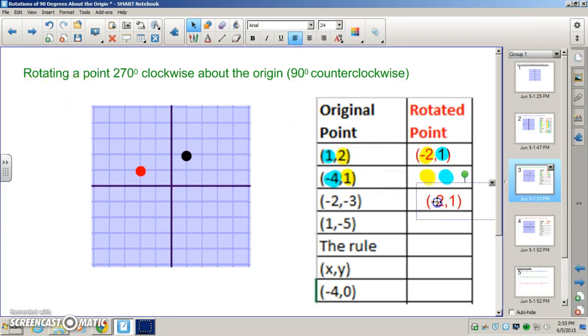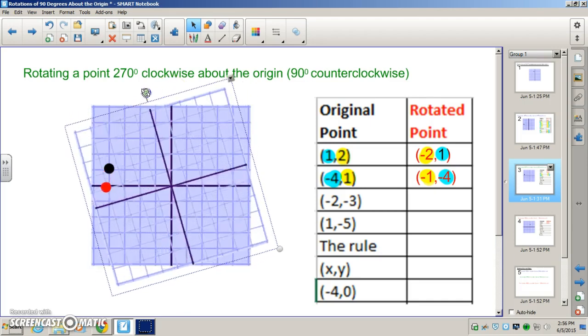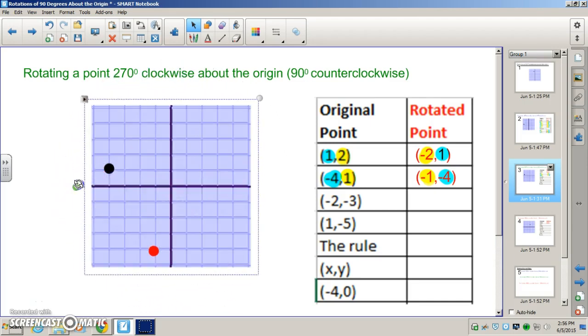On this next point, I'm going to get 1, -4, but which one was the one switching? 1 and -4, the front one seemed to switch. So blue stays blue, yellow stays yellow but it switches signs. Let's take a look. Here goes the rotation of 90 degrees counterclockwise, and I land at -1, -4 like we predicted.